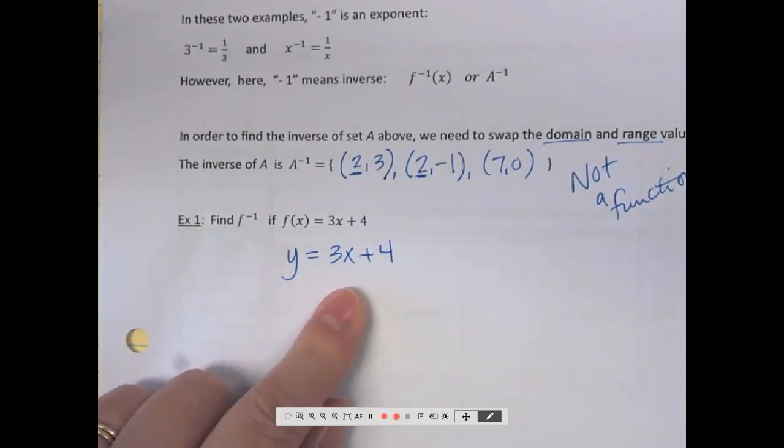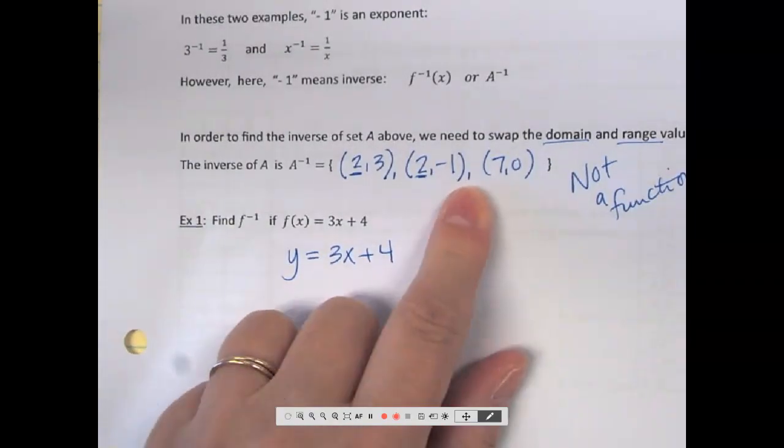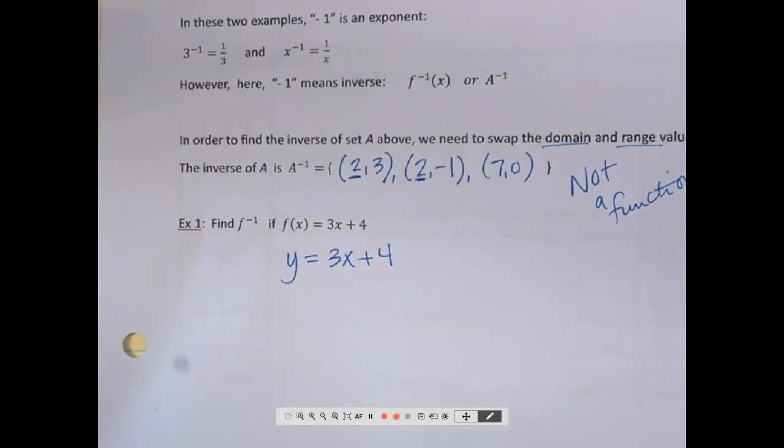How many ordered pairs could I come up with that would fit y equals 3x plus 4? Infinite. If I graphed it, it would be a what? Line. Y-intercept of 4, slope of 3. So there are infinite points that would make this true. So I can't possibly list all the ordered pairs and then switch them.